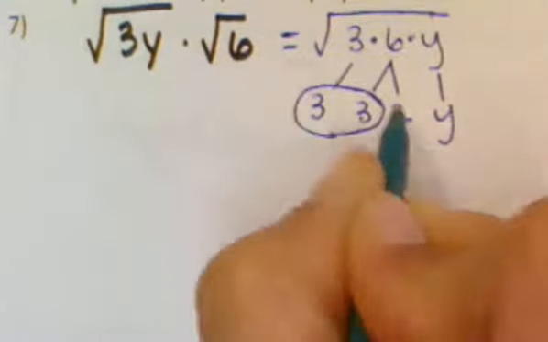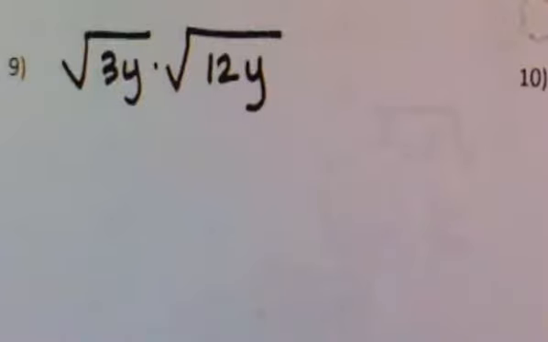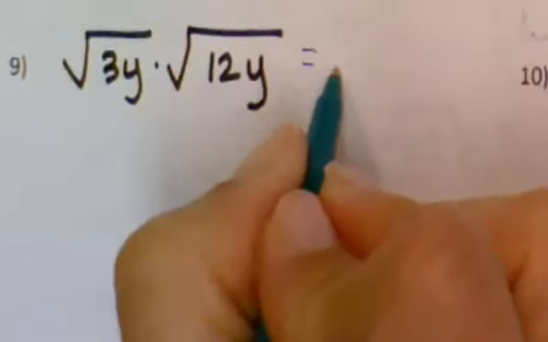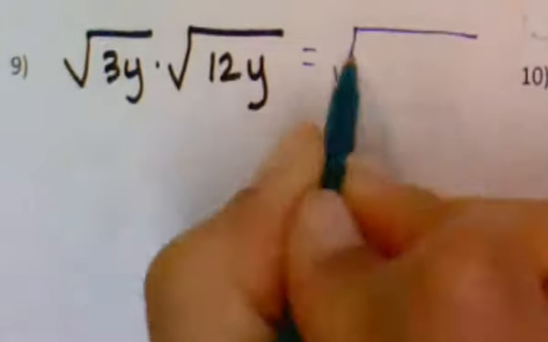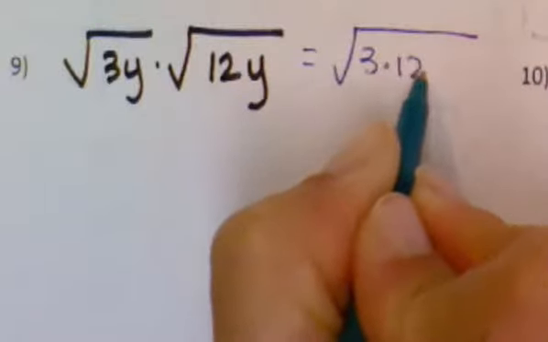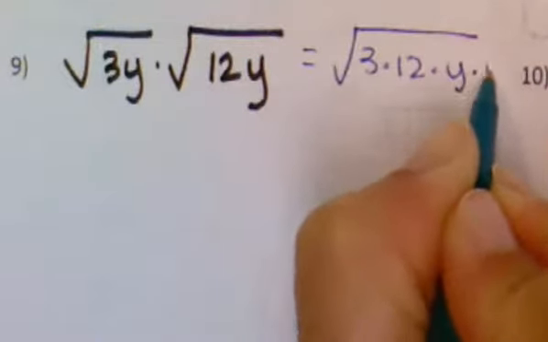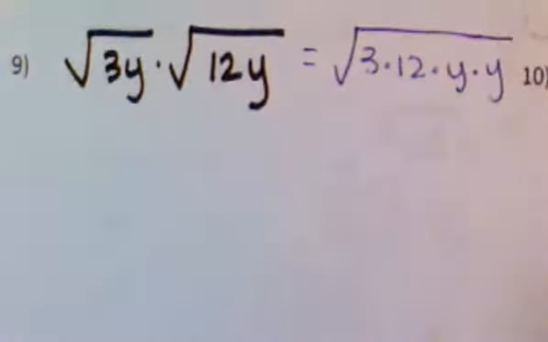Okay, so I did this the same way. I put everything under one radical and I rearranged it so my numbers were grouped together. And then I did my factor trees and all of the pairs got to come out and the loners stayed home. So we're going to multiply these two radicals together. So again, we'll rewrite and reorder. So 3 times 12 times y, all under one radical. You can always lengthen if you need to.